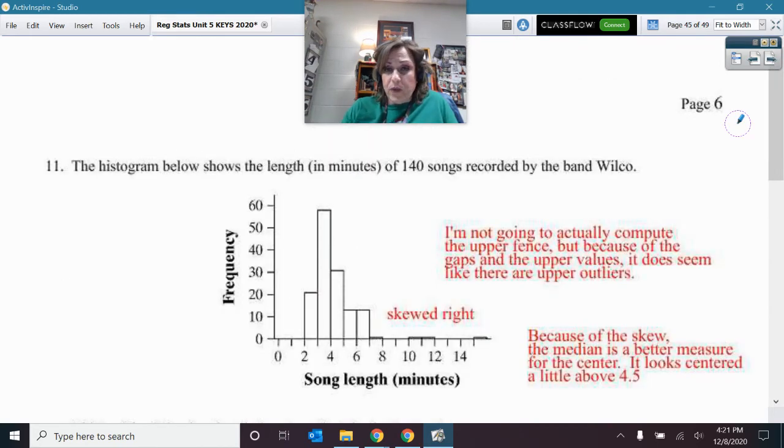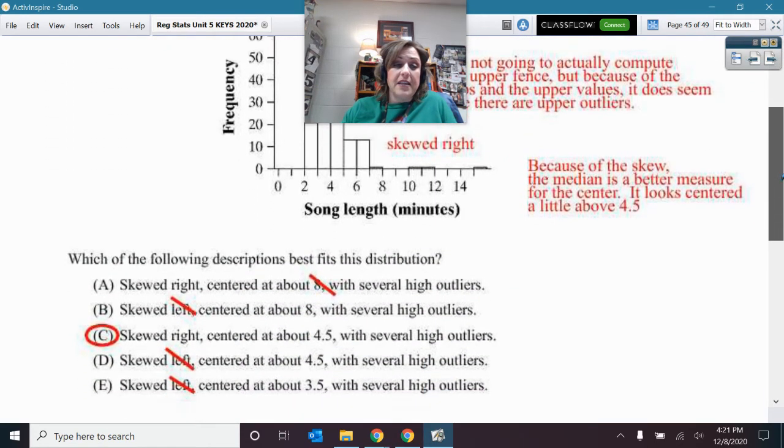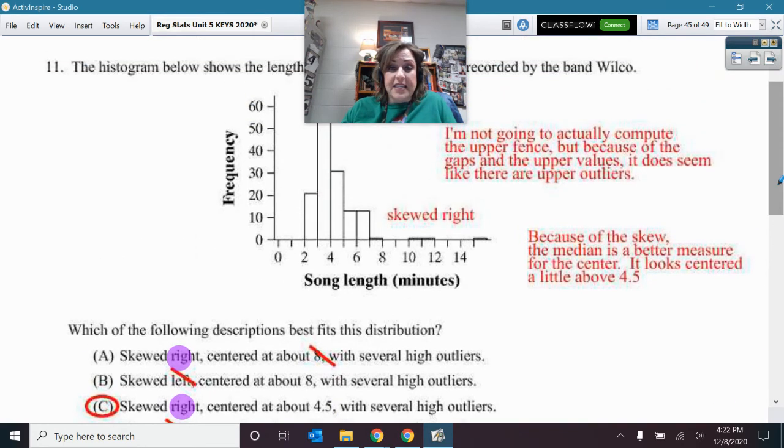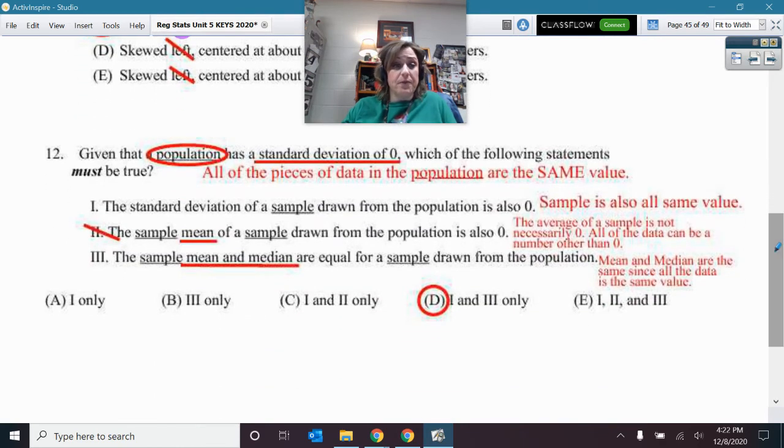All right, here we go. We've got this skewed to the right, so I can tell the mean is going to be greater than the median. Yep, it's skewed to the right. Now, where does it look centered? At 8 or 4.5? So let's see. Does it look centered at 8 or 4.5? I think 4.5 is definitely a better fit for the center.